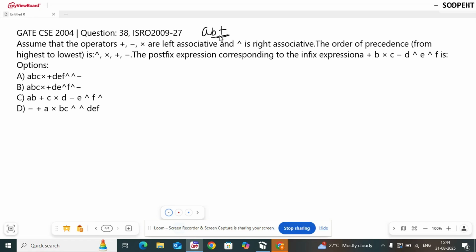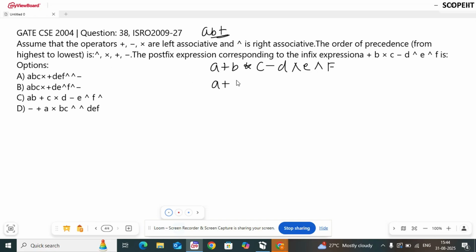Okay, now remember I have already given you the associativity and precedence table. Okay, but in the exam it is possible that they can change it. Okay, so you should read the question properly, and if they have changed any associativity then we have to check that one. Okay, so whatever is given in the question, according to that we have to solve our question. Okay, so let us take this expression A plus B multiply C minus D caret E caret F.